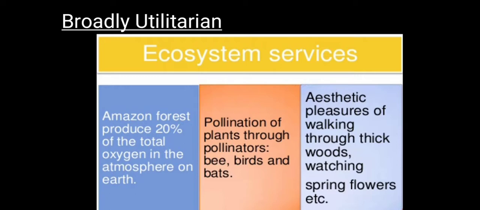Second is the pollination by plants through different pollinators like bees, birds, bats, bumblebees. And we know without pollination, there won't be any fruits or seeds produced by the plants. So, the services which are produced by pollinators through pollination are immense.